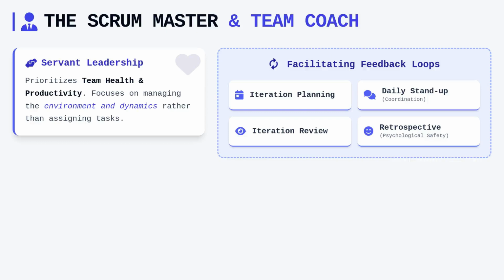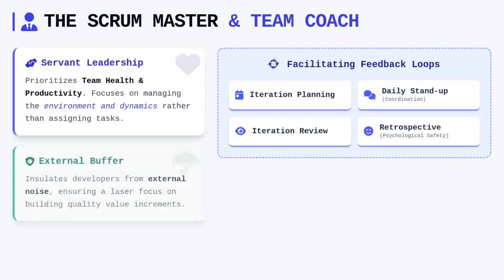During the daily stand-up, for instance, the focus should not be on reporting progress to the Scrum Master, but on coordinating work and identifying impediments that block the team's goals for the day. In the iteration retrospective, the team relies on the Scrum Master to facilitate a psychological climate where honest reflection on process improvement can occur. This role is also essential for insulating the team from external noise, enabling the developers to focus on building quality increments of value.